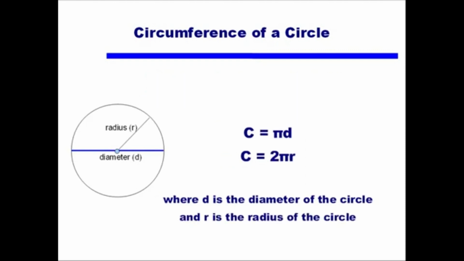So we could rewrite this circumference formula. Instead of c equals pi d, we could also say c is equal to 2 times pi times r, where again d is either the diameter of the circle, or in the second case r is the radius of the circle.